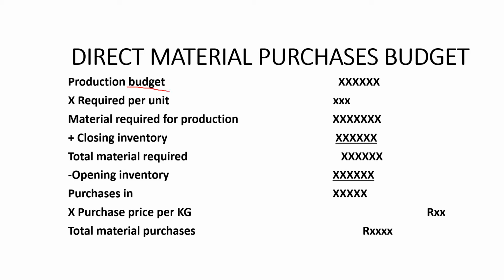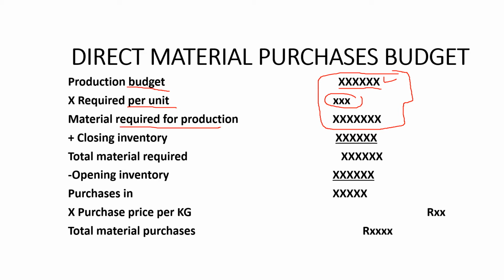First, from the production budget, we have to identify how many units to produce, multiplied by requirements per unit. For example, 5 kilograms per unit, 3 liters per unit. Those are requirements per unit, which means you must convert the number of units to produce into the number of materials to buy. That's what we are doing here. Production volume, convert it into material requirements.